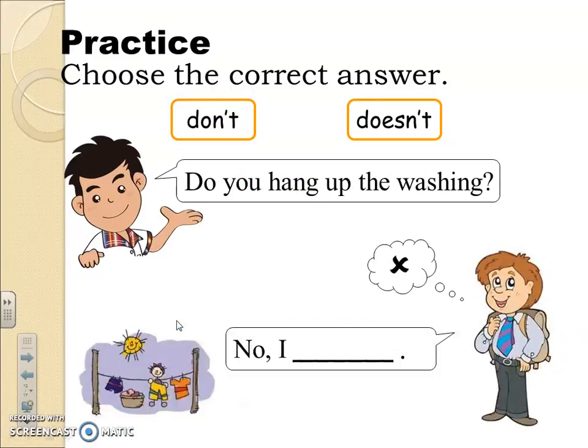We use do because the subject is you. How about this one? Let's choose the answer between don't or doesn't. Do you hang up the washing? What do you think his answer is? No, I... What do you think? Oh, let's see if you are right. The correct answer is no, I don't.